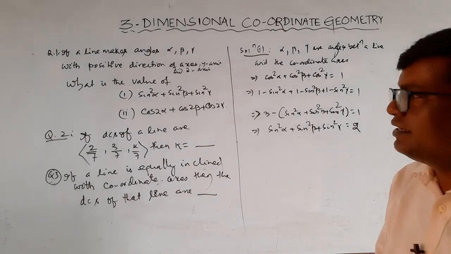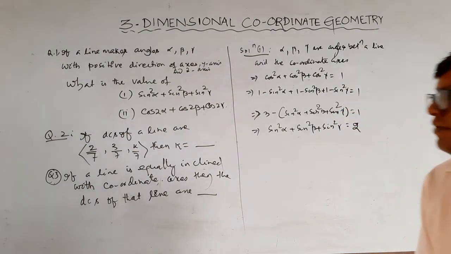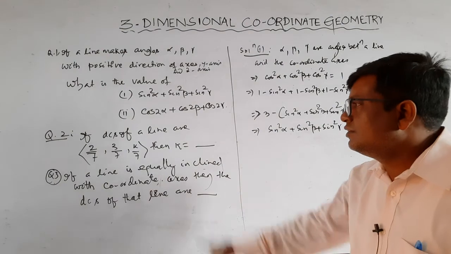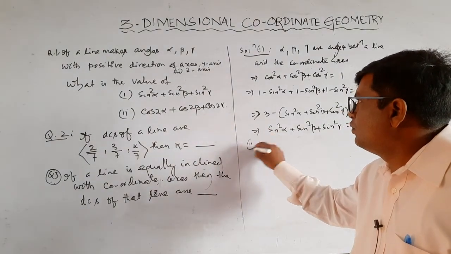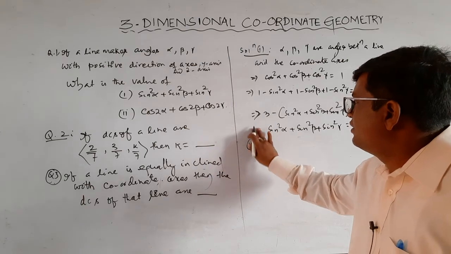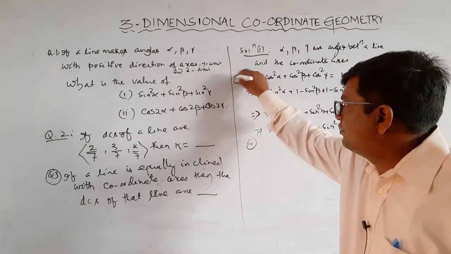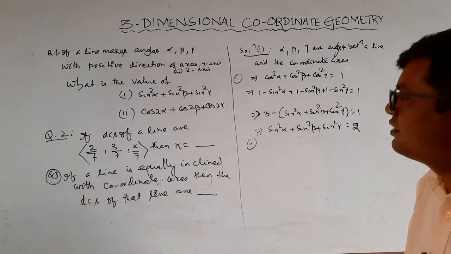Now the second bit. This is bit 1 complete, and bit 2 is equal to what?